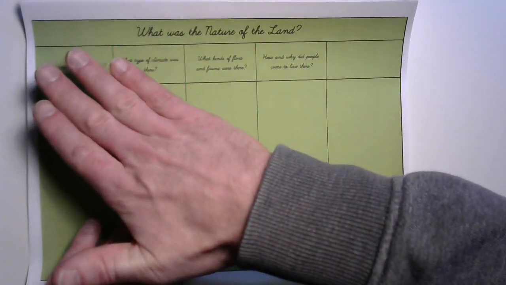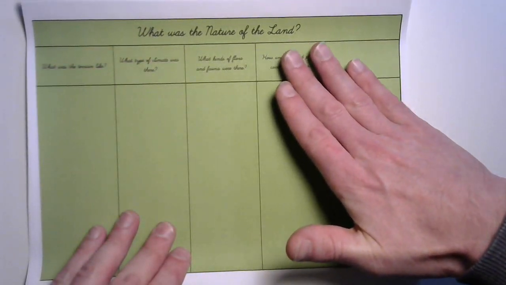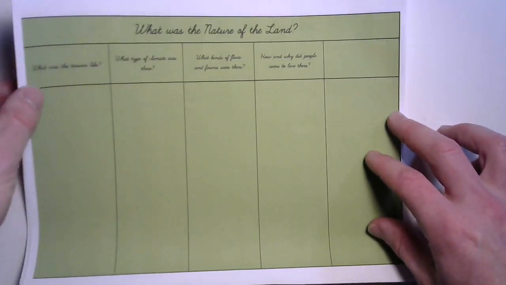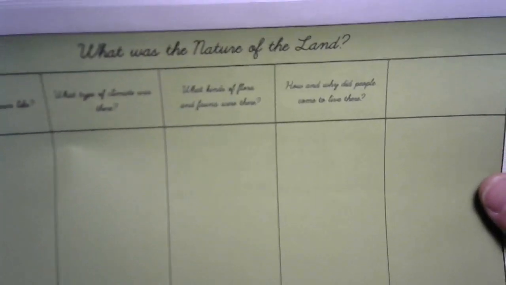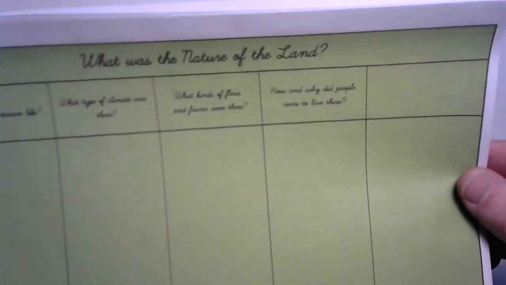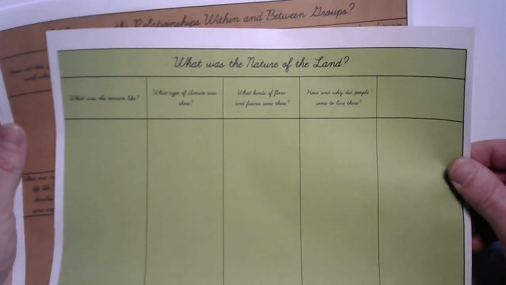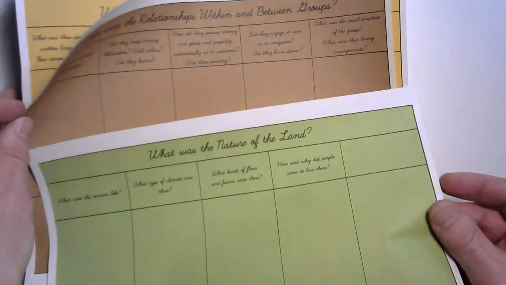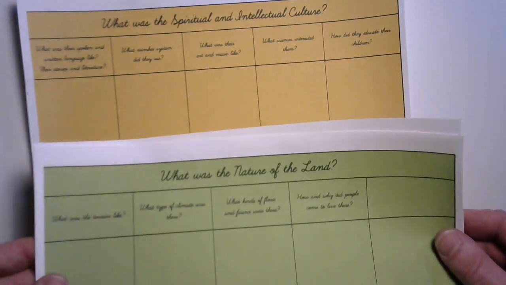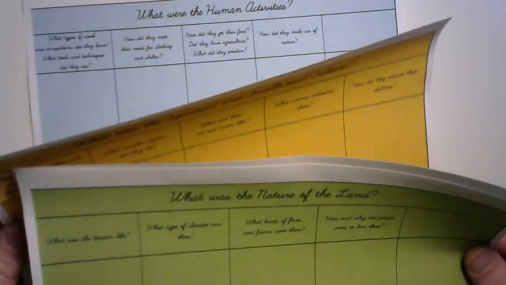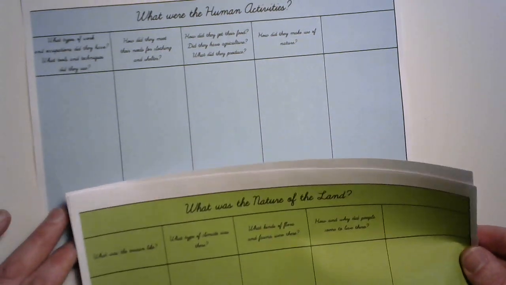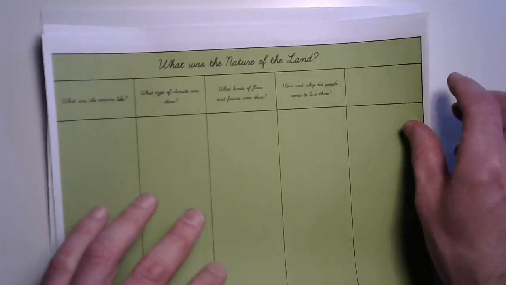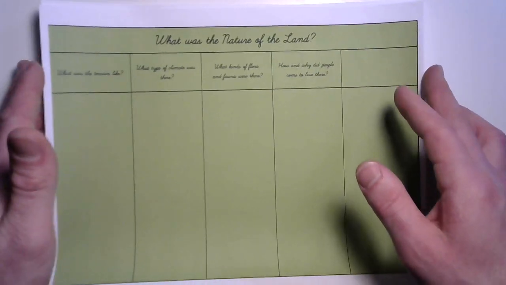We've got the one that is about the nature of the land with questions like, what was the terrain like? What type of climate was there? What kinds of flora and fauna were there? How and why did people come to live there? There's also one about the relationships within and between groups, one about the spiritual and intellectual culture, and a chart about the human activities. And each of these charts has questions related to that main topical question.